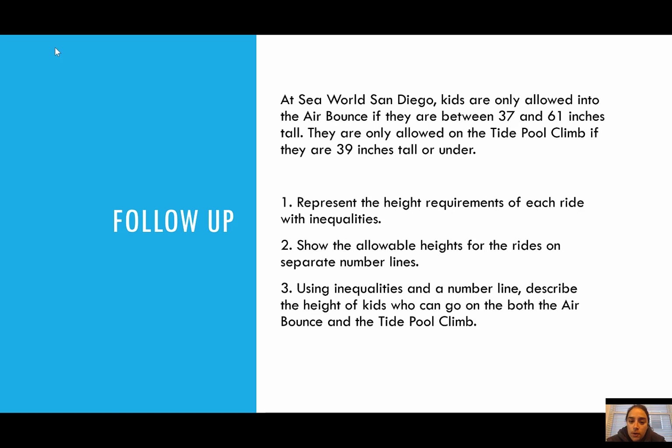Here is your follow-up problem. At SeaWorld San Diego, kids are only allowed into the air bounce if they are between 37 and 61 inches tall. They are only allowed on the tide pool climb if they are 39 inches tall or under. Represent the height requirements of each ride with inequalities. Show the allowable heights, or the heights that could be true, for the rides on separate number lines. Using inequalities and a number line, describe the height of kids who can go on both the air bounce and the tide pool climb.